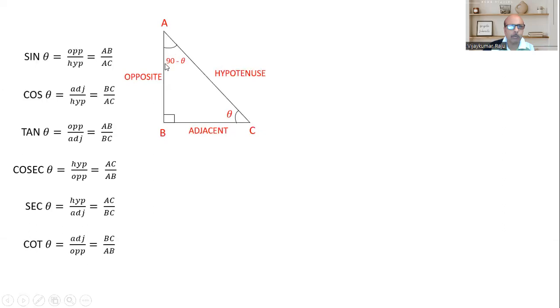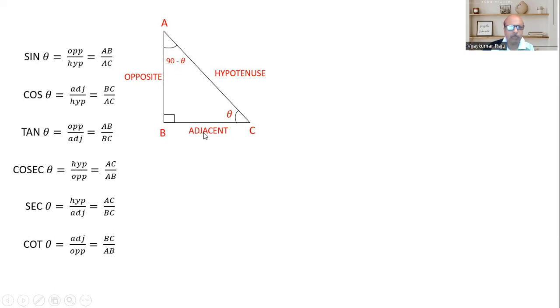Now let us take the complement angle, that is 90 minus theta, and write. Once you take the complement angle, the opposite and adjacent will change their positions. In place of adjacent, it will become opposite, because this is the side which is in front of 90 minus theta.